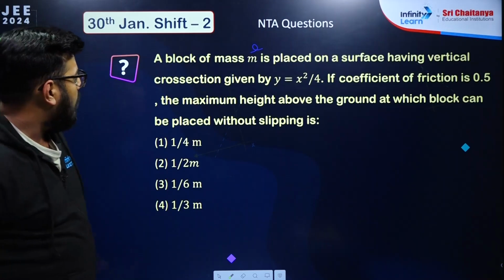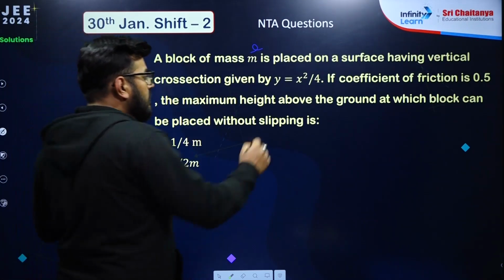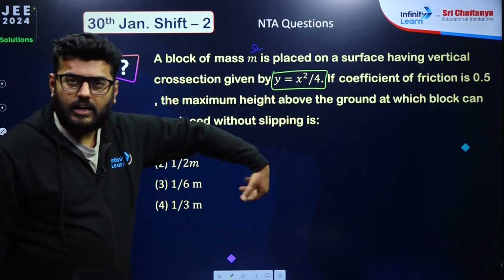Moving ahead, a block of mass small m is placed on a surface having vertical cross section given by y equals x square by 4. So this is a cross section. Basically, this is a surface, the equation of a surface.